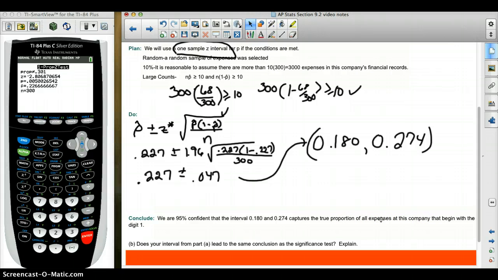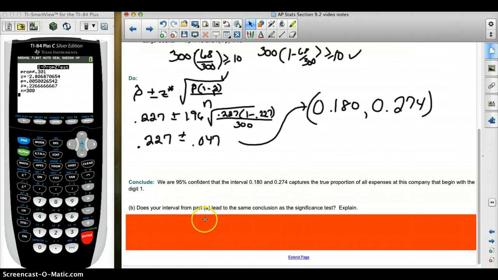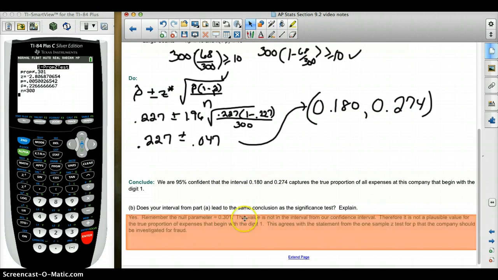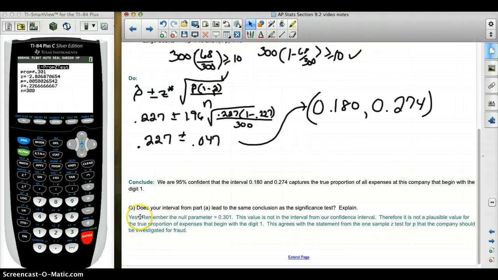So what does that mean? Does the interval from part A lead to the same conclusion as a significance test? And explain. Does that 0.301 fall between these two numbers? No, it doesn't. So yes, it does lead us to the same conclusion. Remember, we said the null parameter was 0.301. This value is not in the interval from our confidence interval. Therefore, it's not a plausible value for the true proportion of expenses that begin with the digit 1. It agrees with the one-sample z-test for P that the company should be investigated for fraud. So this just helps to support your answer.